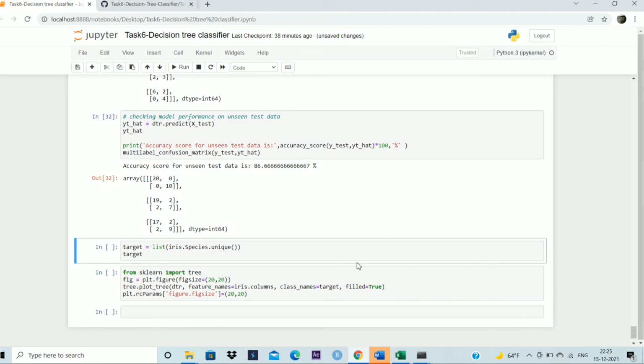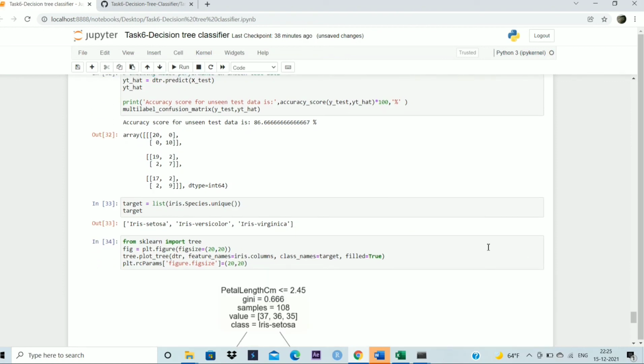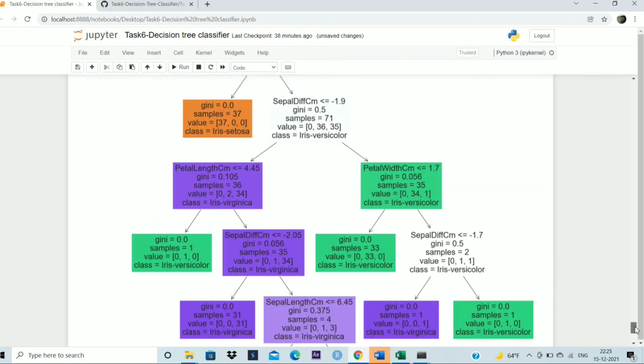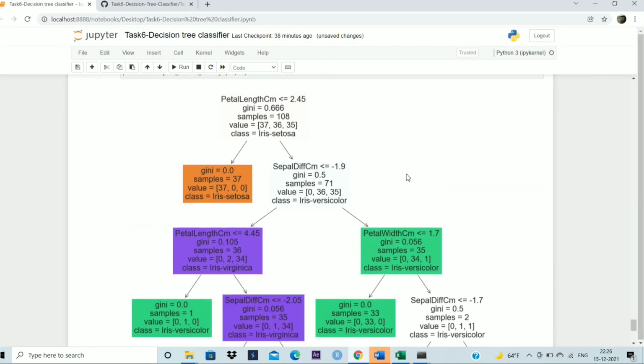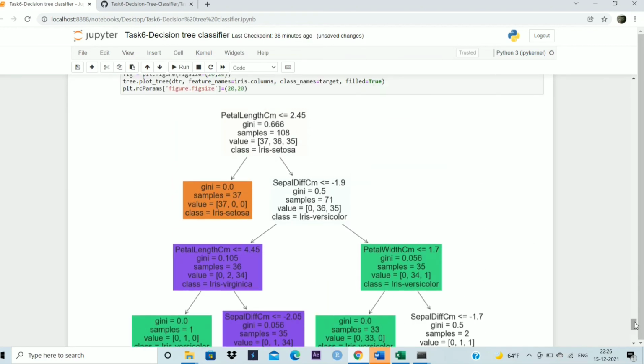Next, we go on to plotting our decision tree, and it comes out like this. So we can see the values and the class. So if we put a value of the 4 columns, then we'll get the right class, and that is our decision tree classifier.